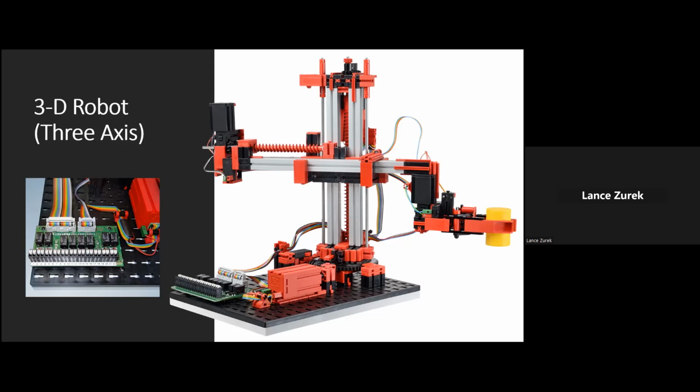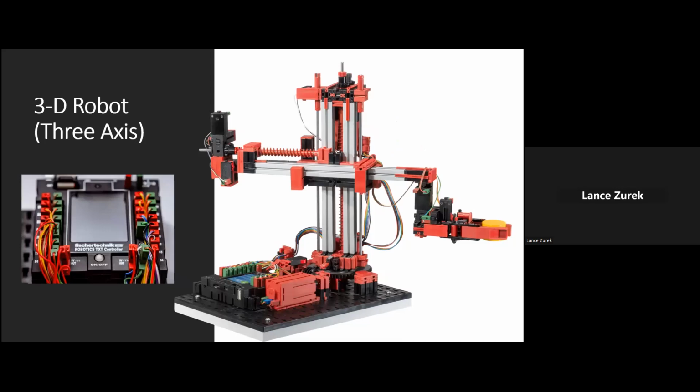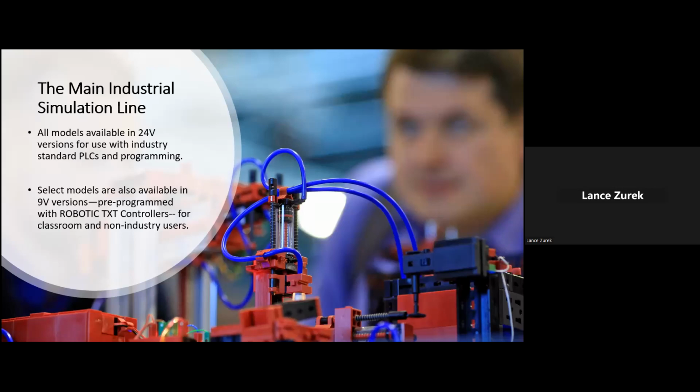Dimensions of this model are approximately 19 by 16 by 9 inches, and it has a weight of just about 6 pounds. Again, this comes in either a 24-volt version with the 26-pin connector and a 2.54 millimeter grid designed for use with the PLC and the programming of your choice, or in a 9-volt version, which in this case is not a limited availability item, but is a standard model. And again, the 9-volt version comes pre-wired to a pre-programmed robotics TXT controller, and it does require one 120-volt power adapter. Now that concludes our look at the first 9 variations of simulation models.